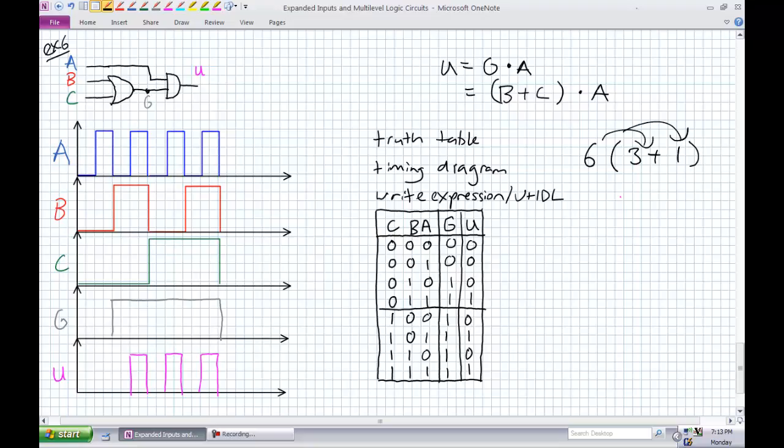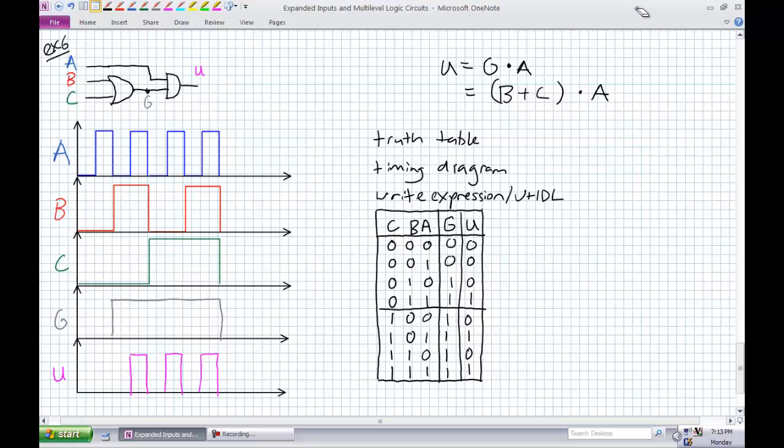I don't know why you'd want to, but what is 6 times 3? It's 18. 6 times 1, 6. You get the answer 24, which is the same thing as 6 times 4. So that's what's known as the distributive property.